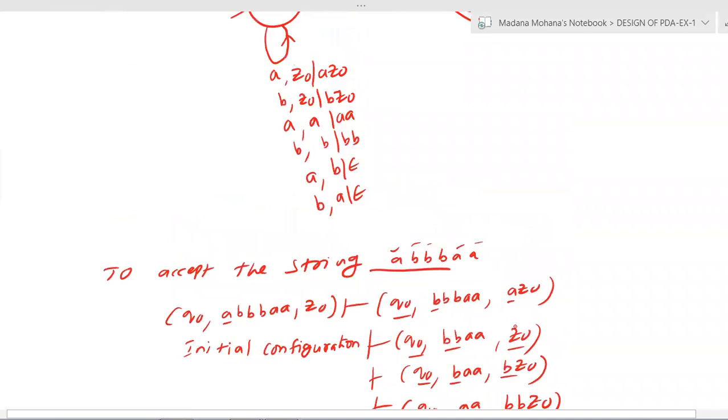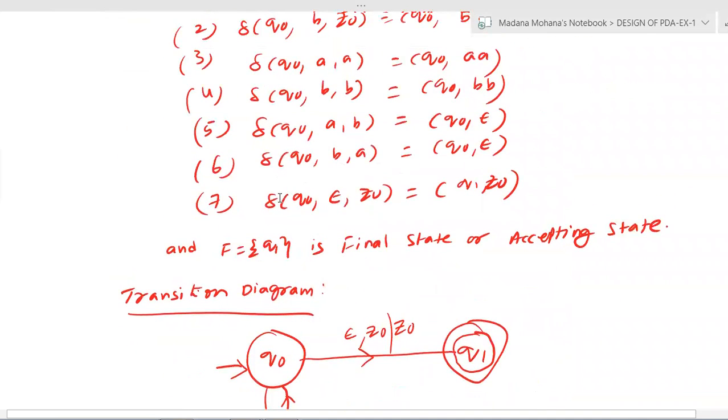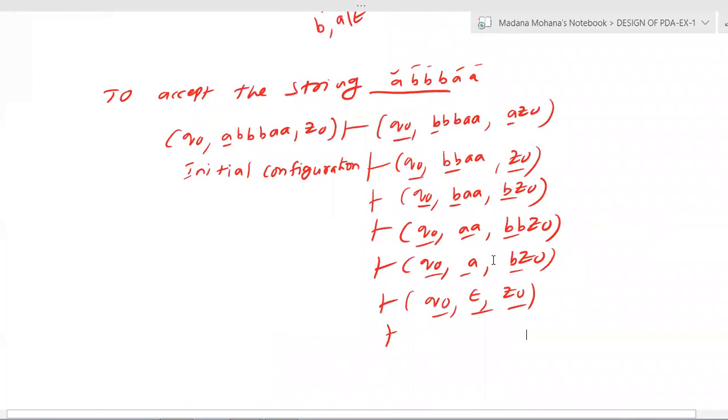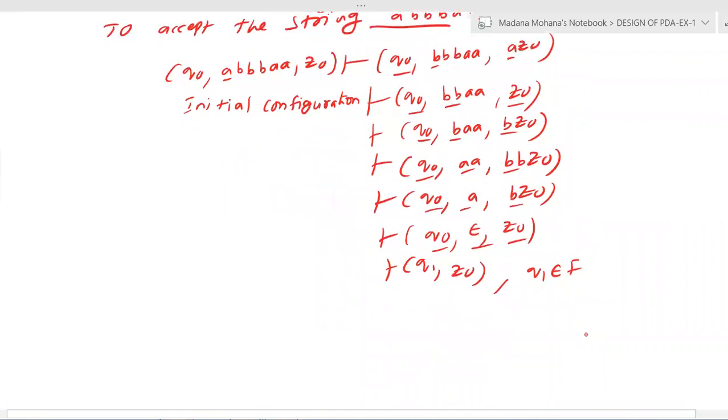The last transition, that is the acceptance case: delta of Q naught, epsilon, Z naught equals Q1 state, and the stack remains the same. Now the state is Q1. Now the stack contains Z naught. Here you can see Q1 belongs to the final states. Therefore, the string is accepted by the PDA.